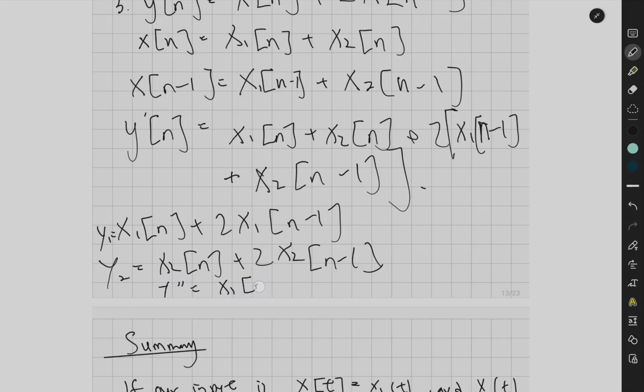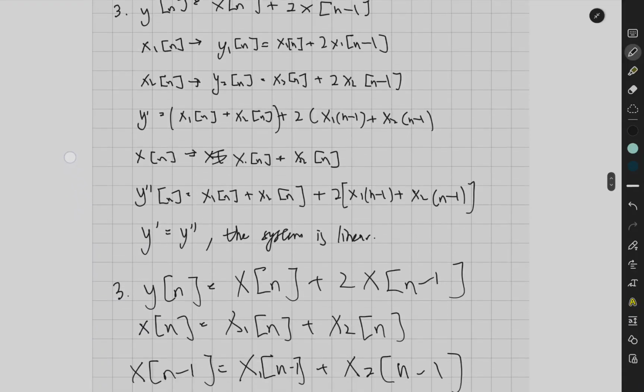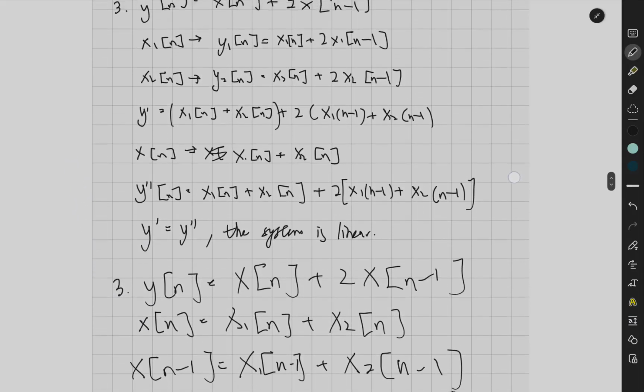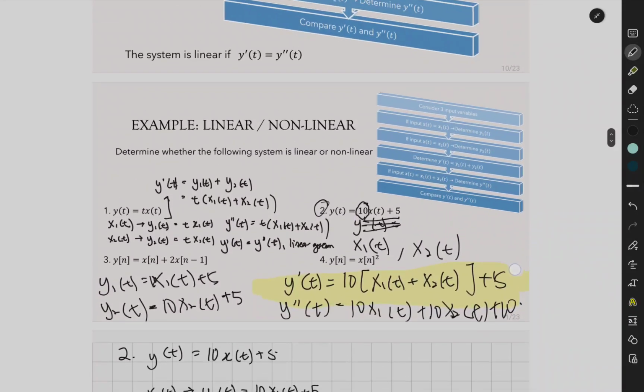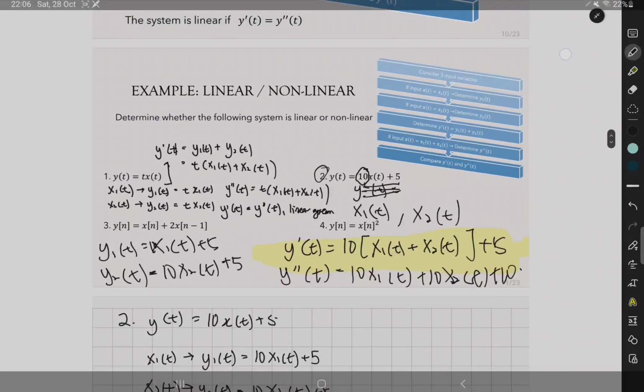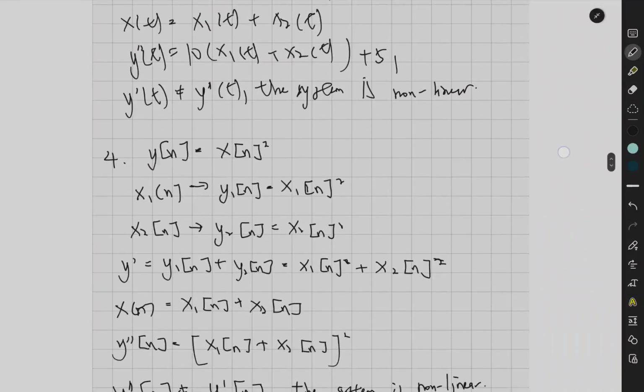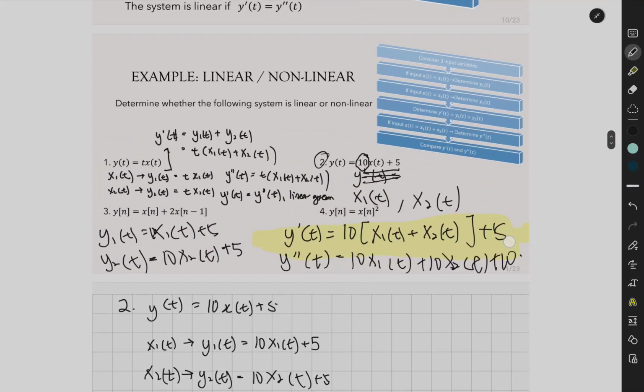So it will become x1n plus x2n plus 2x1n minus 1 plus 2x2n minus 1. So we can see that this is actually a linear system because y bar equals y bar bar. So this is how we check whether a system is linear or non-linear. I hope everything is okay.